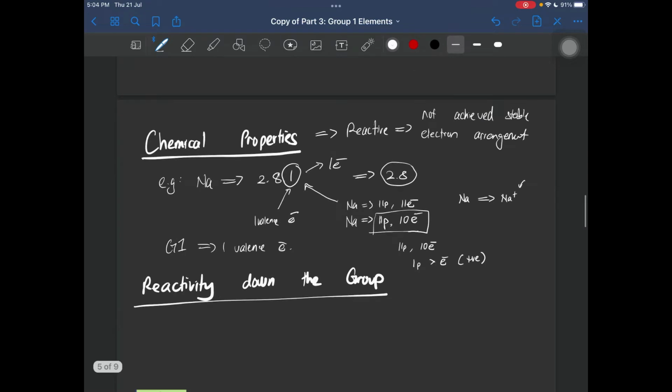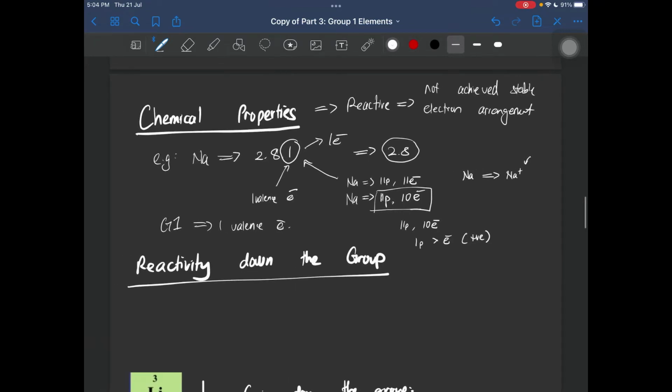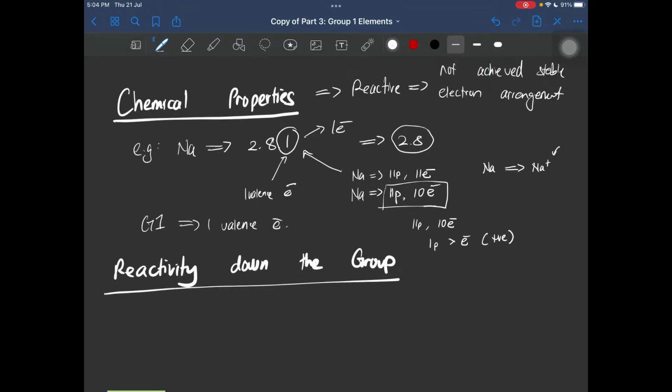So that is in terms of its chemical property, right? It is reactive, and it has 1 valence electron. So in order to achieve stable electron arrangement, it will release this electron in order to achieve stable octet electron arrangement, and in that process it becomes a cation, a positively charged ion.